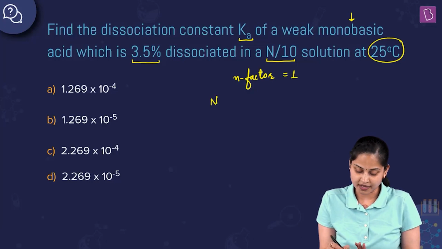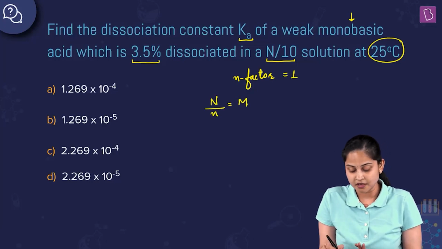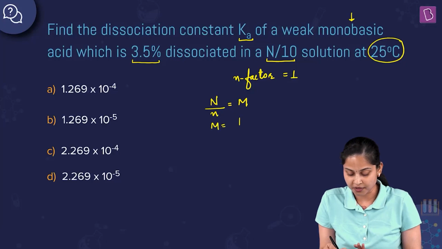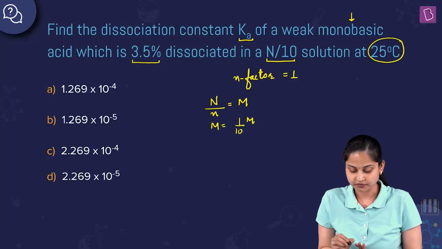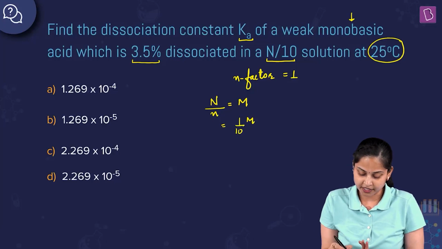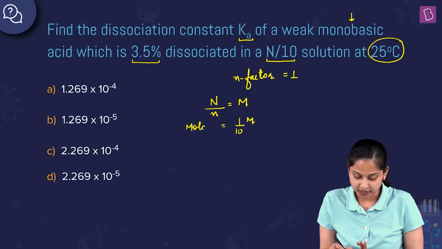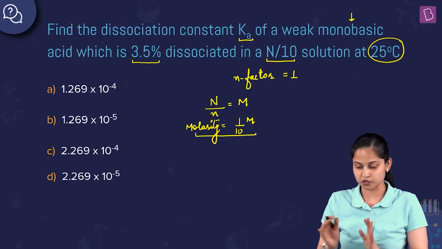That means normality divided by N factor is equal to molarity. Hence, molarity becomes equal to 1 by 10 molar. Okay, the molarity, or you can say the concentration, becomes equal to 1 by 10 molar. First thing, I have done this only.